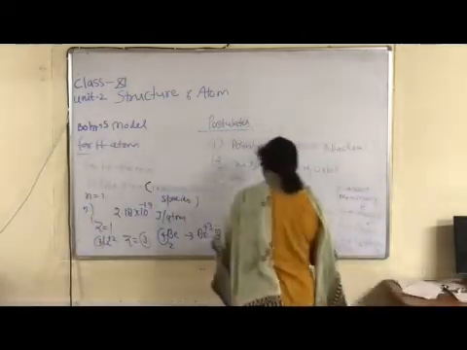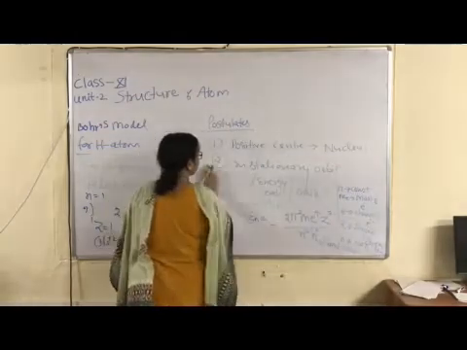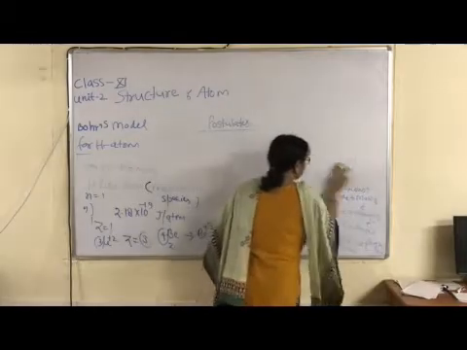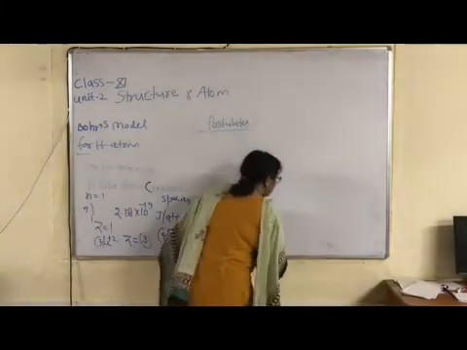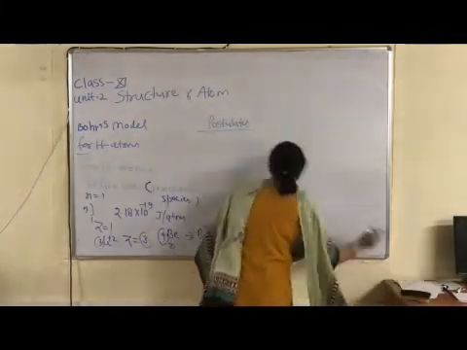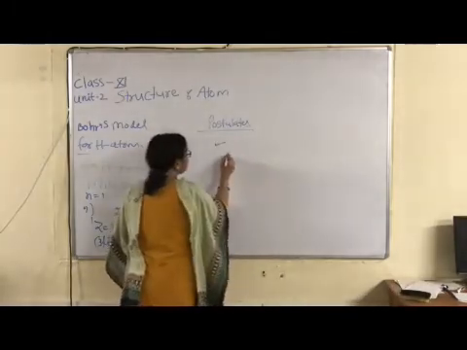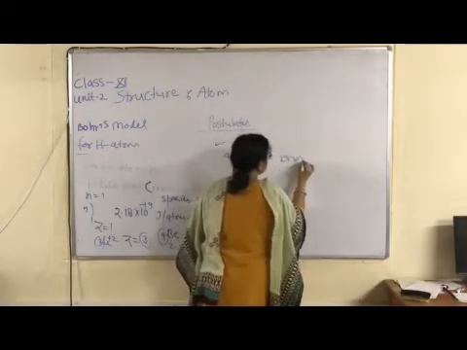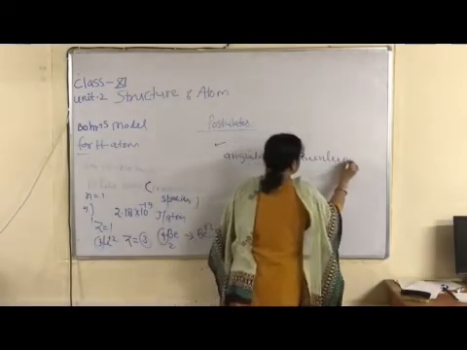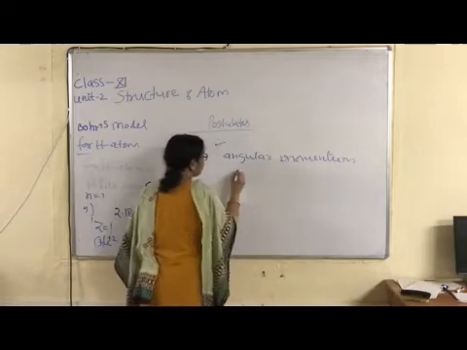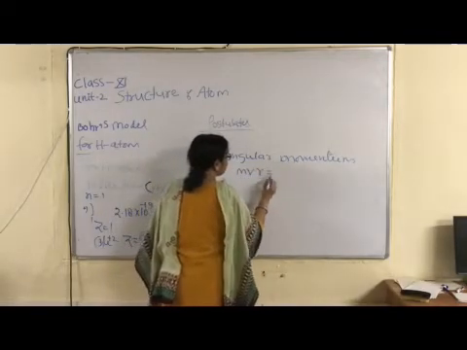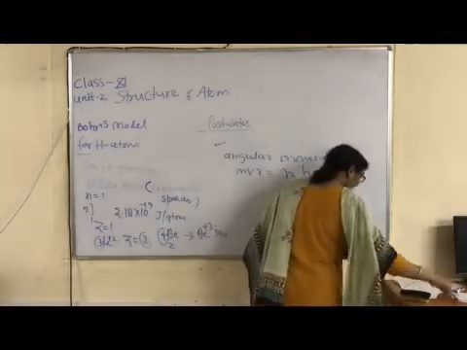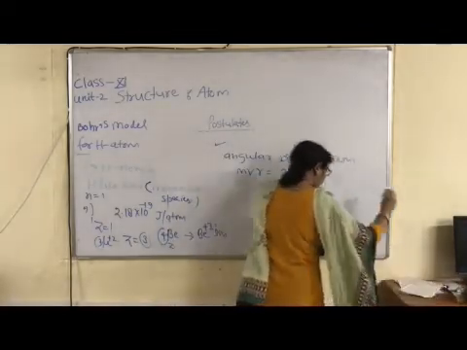Now next is angular momentum. The angular momentum of a moving electron according to Bohr is given as mvr. Next postulate, angular momentum, which is omega, is given by mvr is equal to n h upon 2 pi.